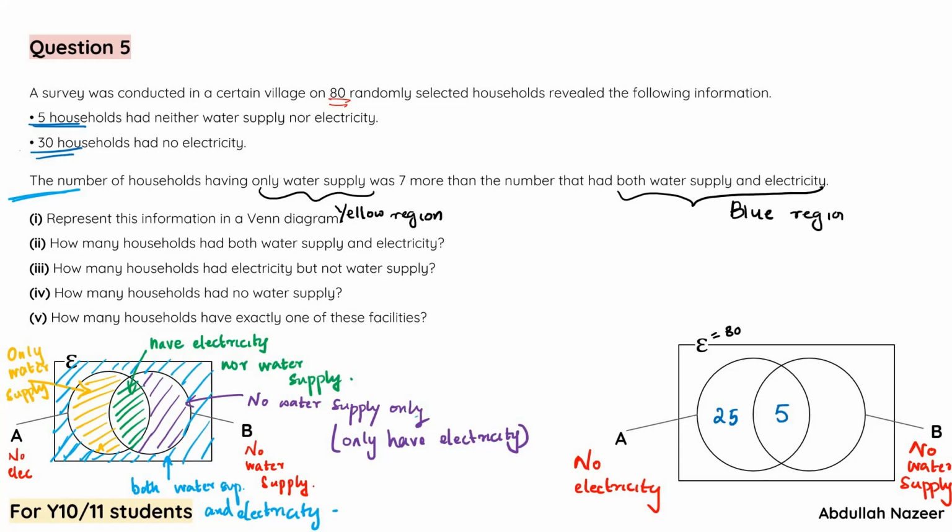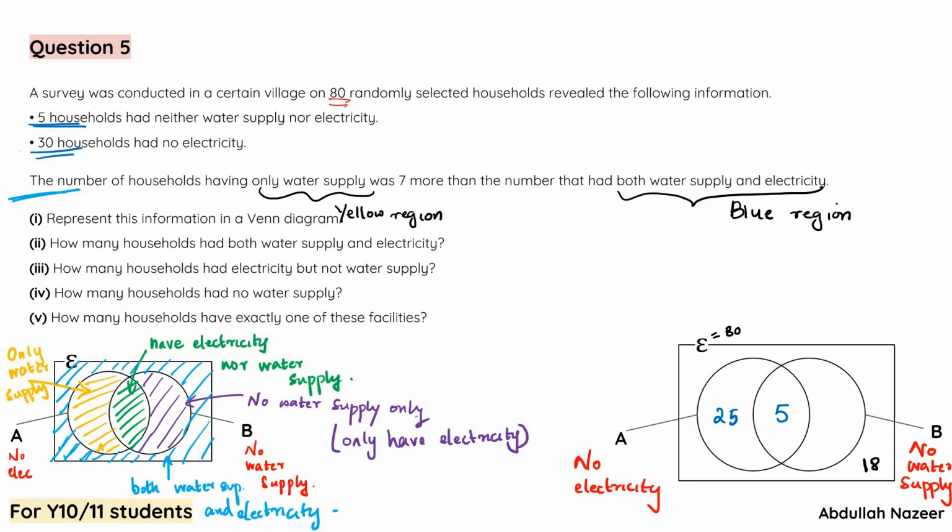So basically what they're saying is that the number of households in the yellow region is 7 more than the number of households in the blue region. And we already know the number of households in the yellow region, and that is 25. Which means 25 houses minus 7 will give you the number of houses in the blue region. So 25 minus 7 is 18. So the number that falls in the outside region is 18.